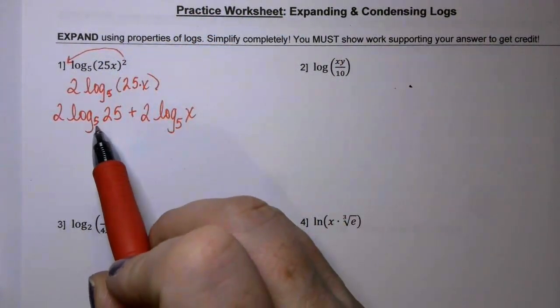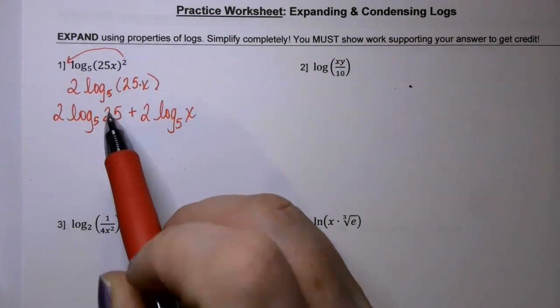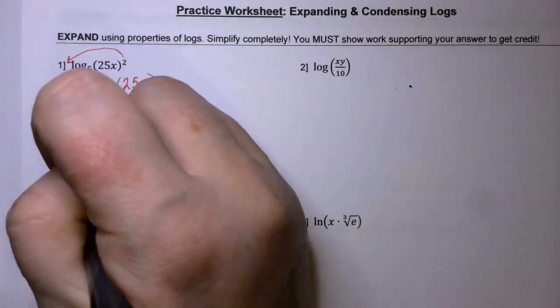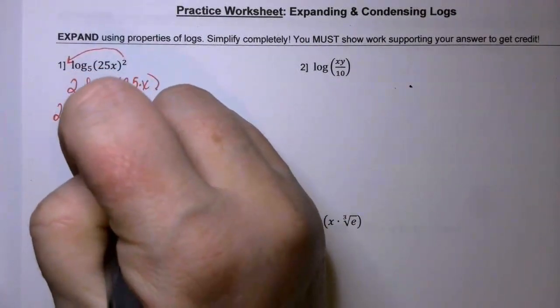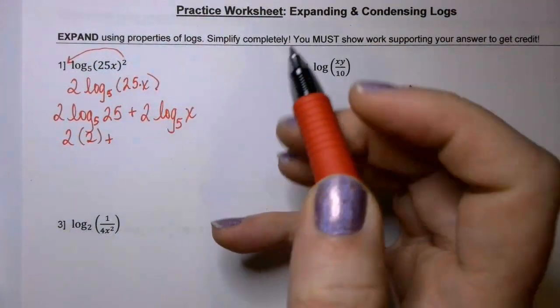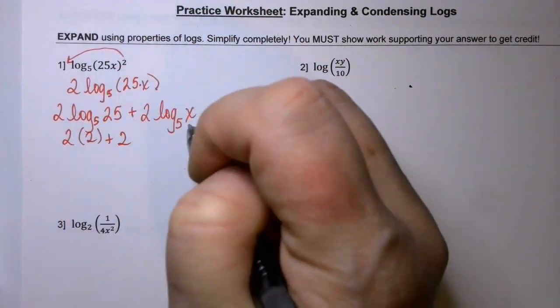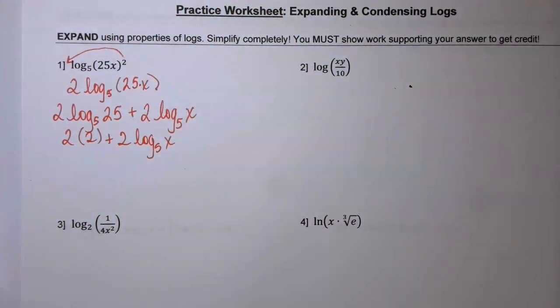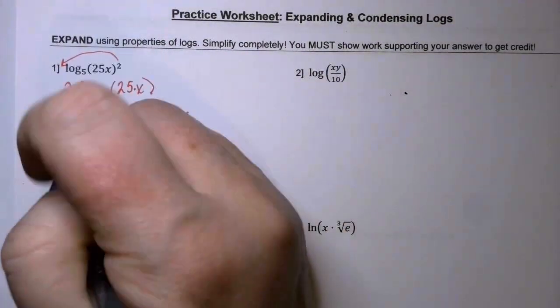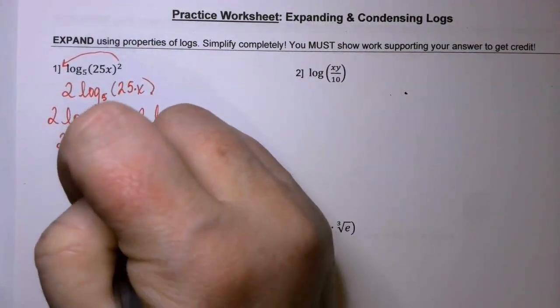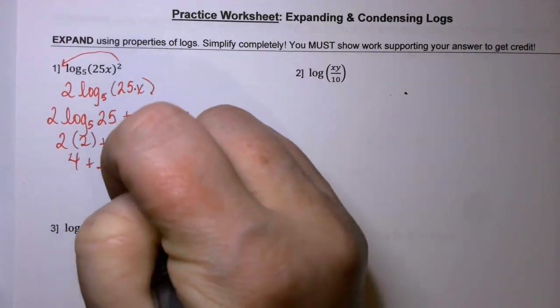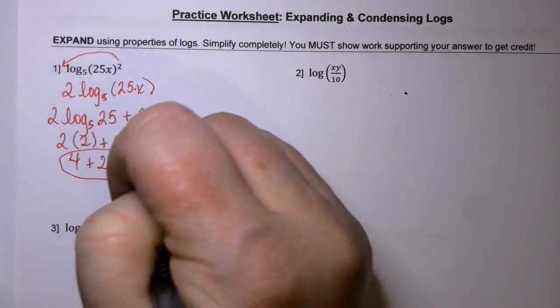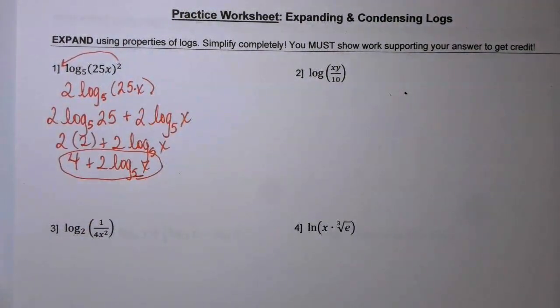And the log base 5 of 25 is 2, so we can evaluate that log to get log base 5 of 25 equal to 2. Then that's times 2 plus log base 5 of x. And then 2 times 2 is 4 plus 2 log base 5 of x would be the expanded form.